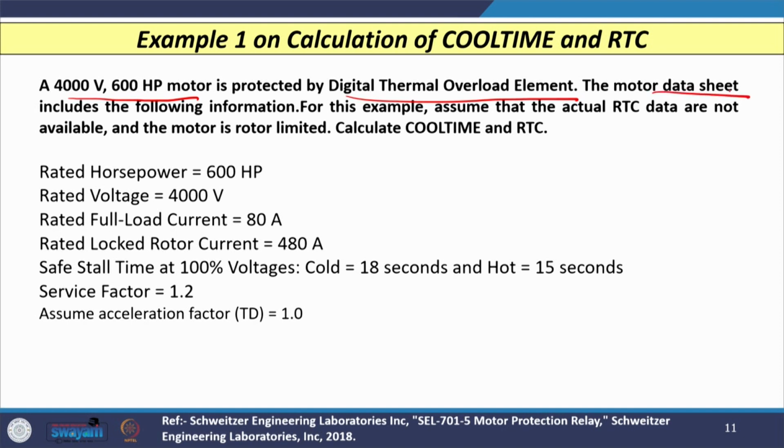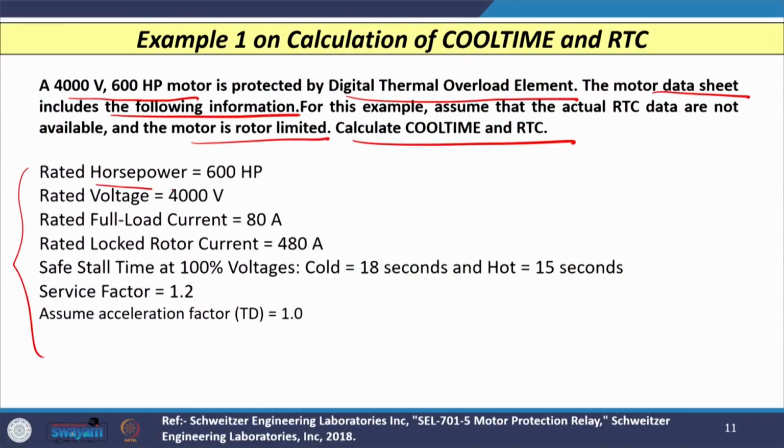The motor data sheet includes the different parameters or data shown here. For this example, let us assume that the actual RTC data are not available and the motor is rotor limited. With this assumption, we have to calculate the cool time and run state time constant of the motor. The rated HP is available, 600, and the rated voltage is also available, 4000.